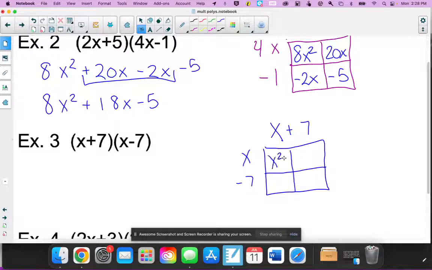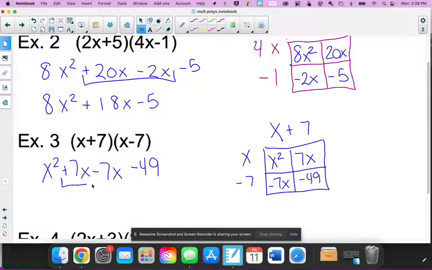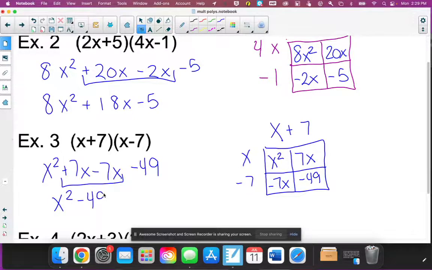All right, so x times x, 7 times x, -7 times x, and -7 times 7. All right, so we have x squared. And again, that's a positive 7x there, right? Because we don't have to put a symbol there. A minus 7x and a negative 49. Combine your like terms, and you've got x squared minus 49, because that is a zero pair. Very important. We're actually going to see that a lot later. Pretty cool that those two cancel out.